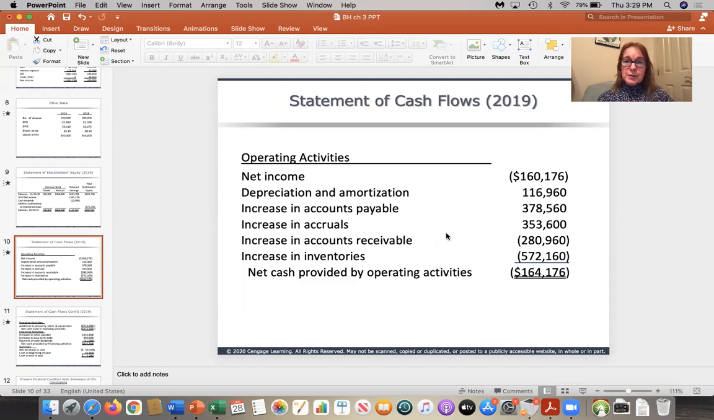Now on the liability side, it's just the opposite. If you have an increase in accounts payable, that's money that you haven't paid out yet.